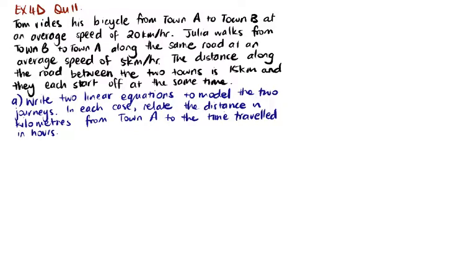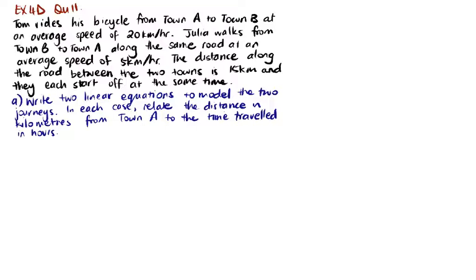Today we're looking at an example of solving simultaneous equations. The question states, Tom rides his bicycle from town A to town B at an average speed of 20 kilometers per hour. Julia walks from town B to town A along the same road at an average speed of 5 kilometers per hour. The distance along the road between the two towns is 15 kilometers and they each start off at the same time. Part A asks, write two linear equations to model the two journeys.